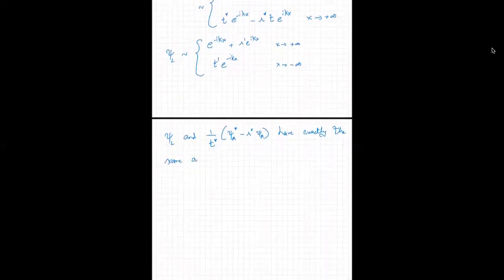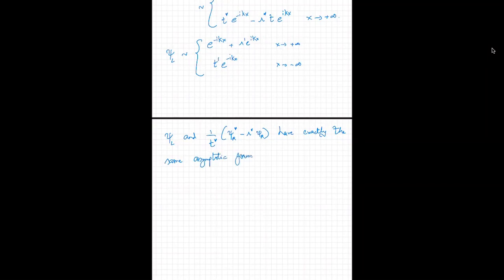So if you actually look at this, in the x is equal to plus infinity region, the psi L has only e to the minus ikx, okay? But the psi r star minus r star psi r has the form t star e to the minus ikx. So I'll have to divide things by t star. So if I divide, so for example, psi L and 1 over t star psi r star minus r star psi r have exactly the same asymptotic forms.